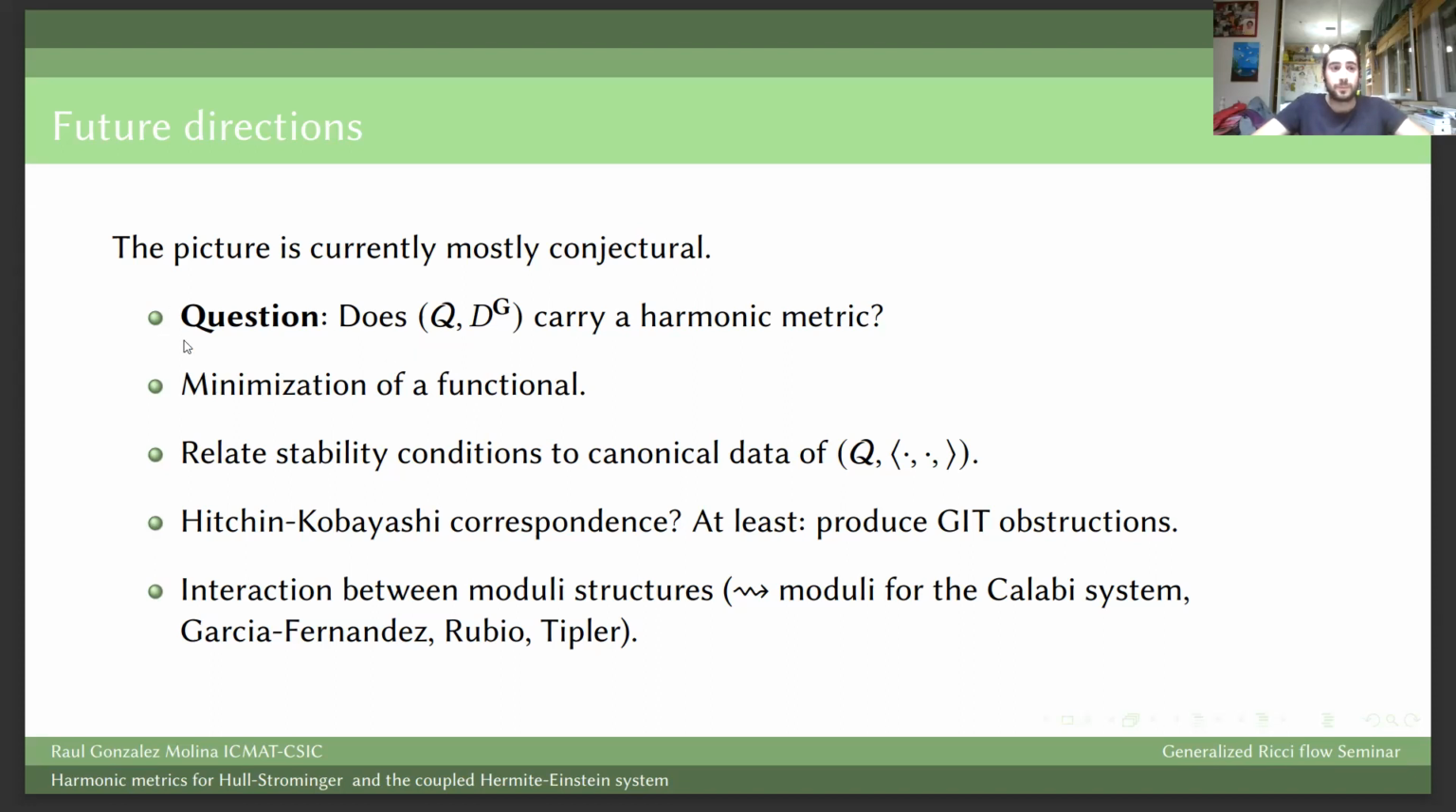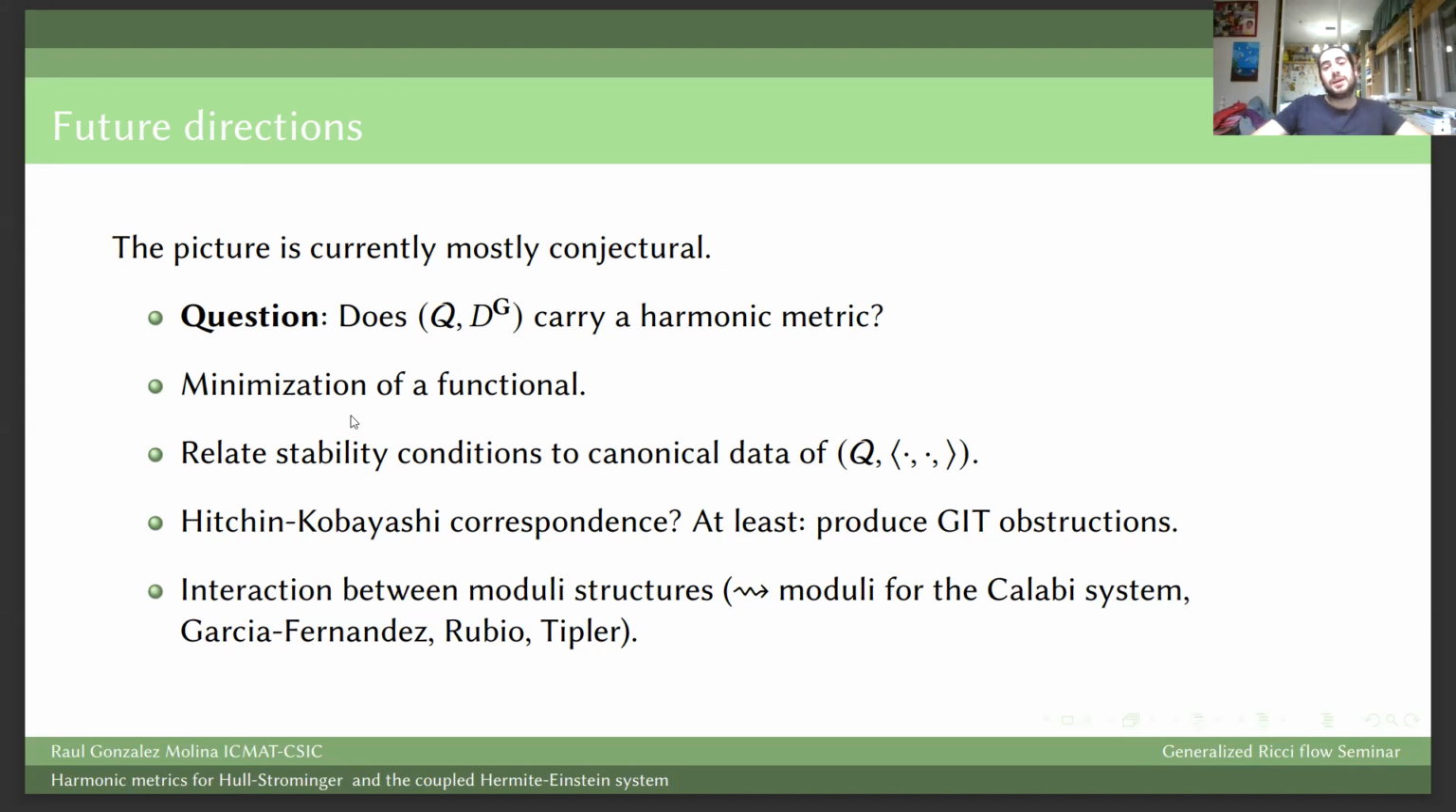The second thing is that the harmonicity is, in the classical sense, related to the minimization of some functional. We yet have to exploit many of the features of harmonicity in this context. This is not yet done for the moment. It is in the to-do list.